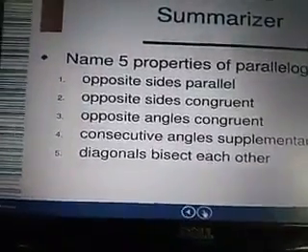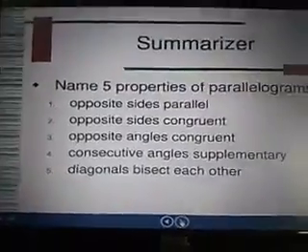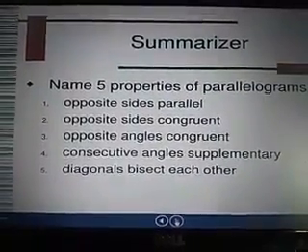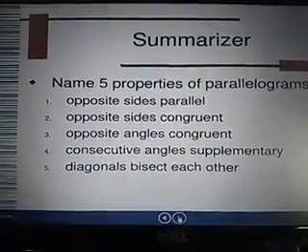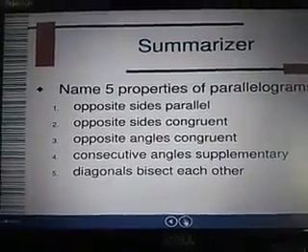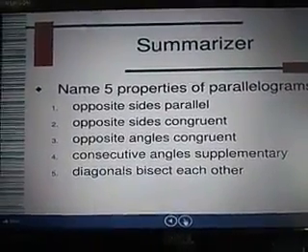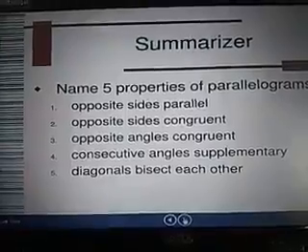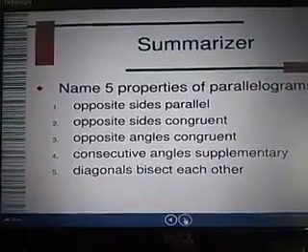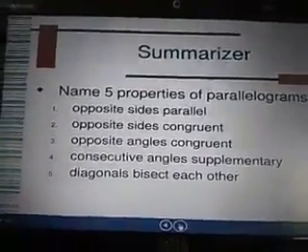So these are the 5 properties of a parallelogram. Opposite sides are parallel, opposite sides are congruent. कॉन्ग्रुएंट का मतलब इक्वल, opposite angles equal, consecutive angles supplementary, यानी कि sum is always 180, and diagonals bisect each other.